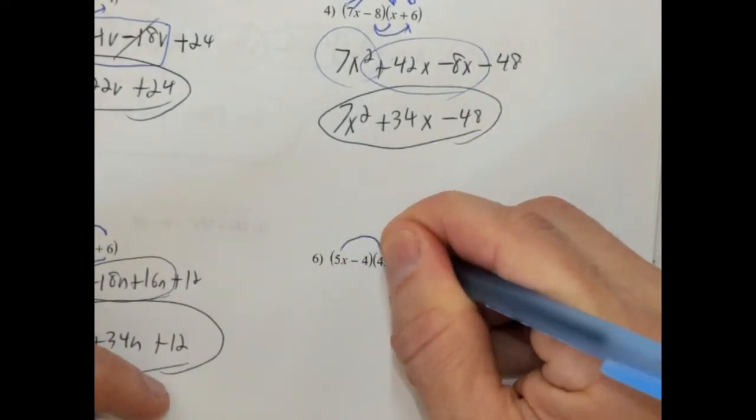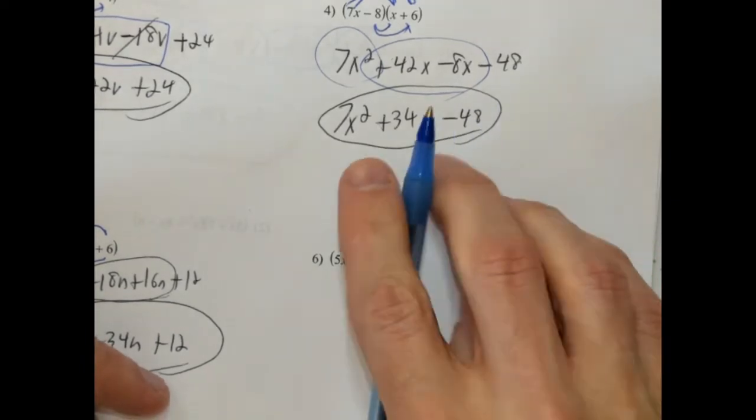So we have 5x, we're going to distribute that. Oh, speak of the devil, here she comes. Saying, come on. Come on.